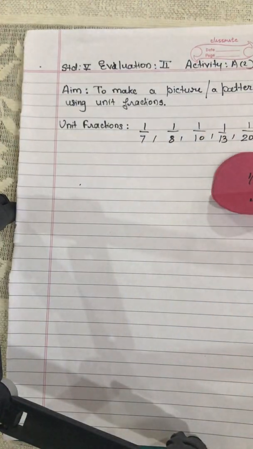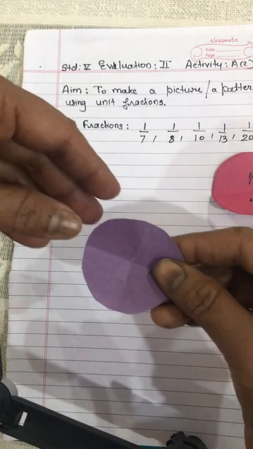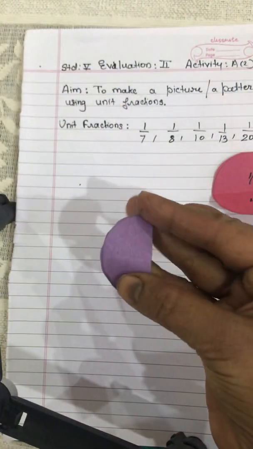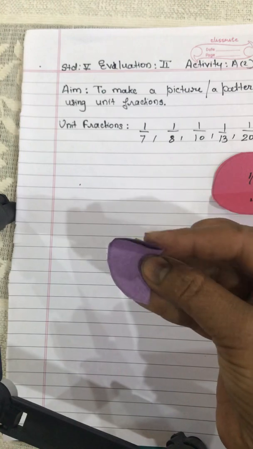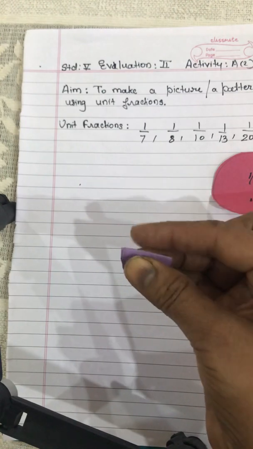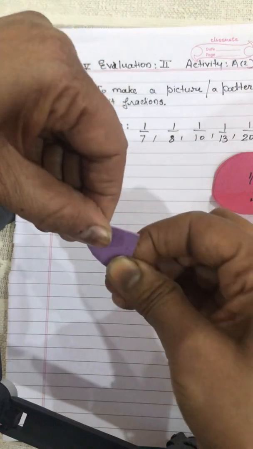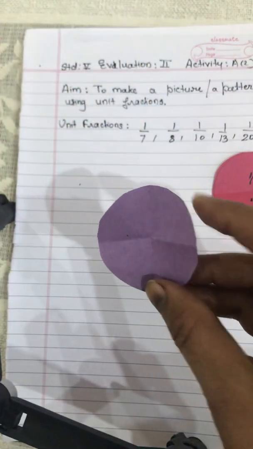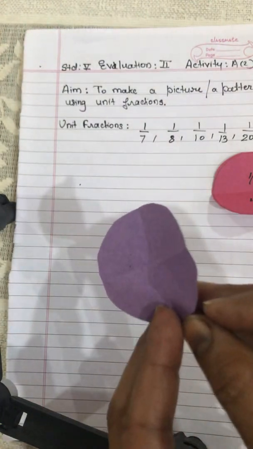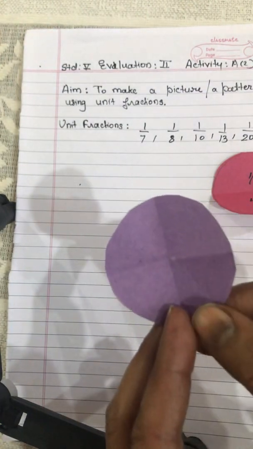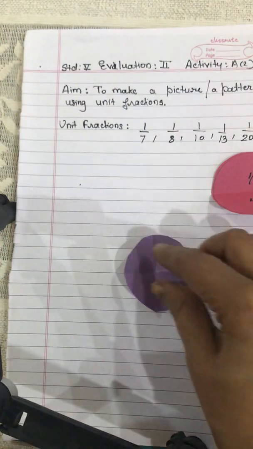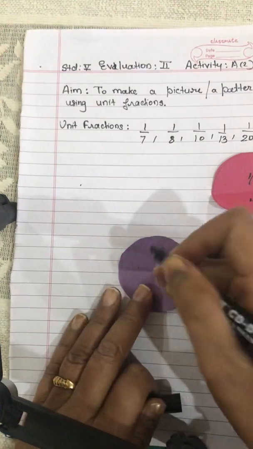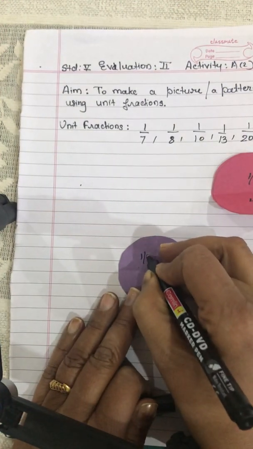Keep it aside. Then I will take another circle and I will fold it into 2 equal parts first of all. Okay. Then one more time I will fold into 2 equal parts and I will press it tightly. Then I will unfold the paper. See here. How many parts I have got here? Yes, very good. 1, 2, 3, 4. So I have divided the circle into 4 equal parts. So each part of this particular circle will represent 1 by 4. Okay.